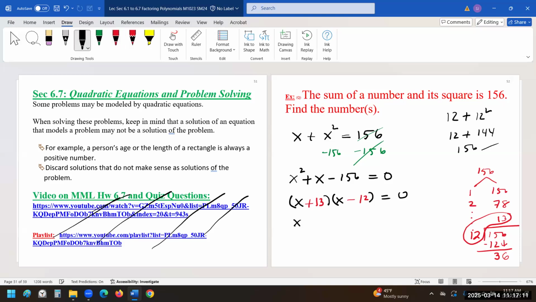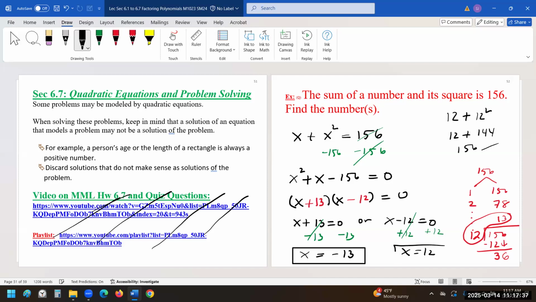So we set both factors equal to 0, because we don't know which one is 0. Then add 12 to both sides. And our answer is negative 13 and positive 12.